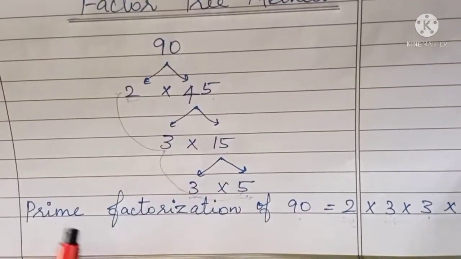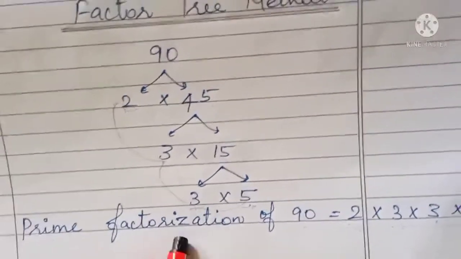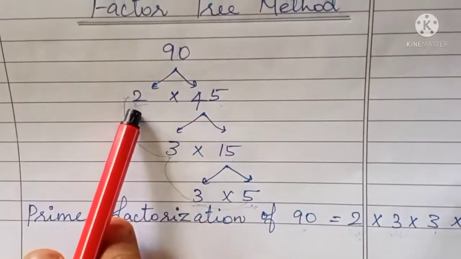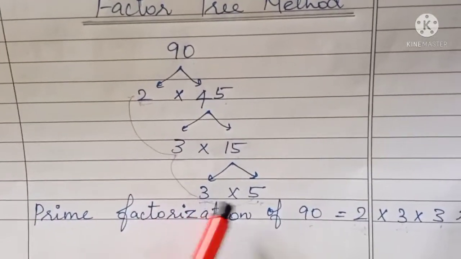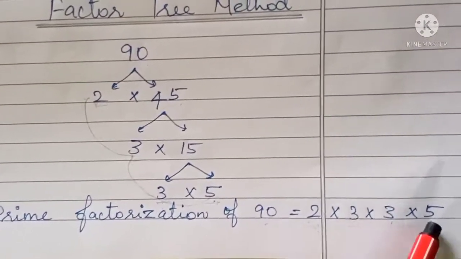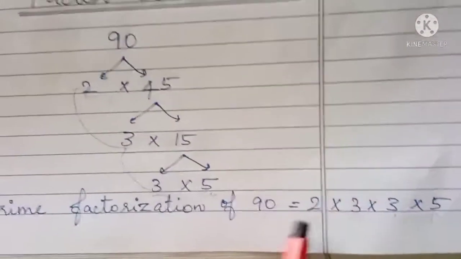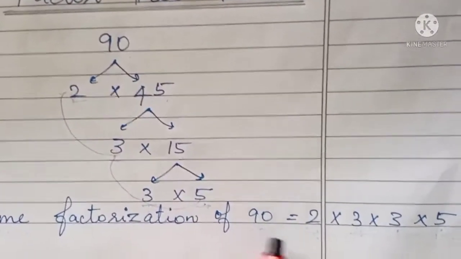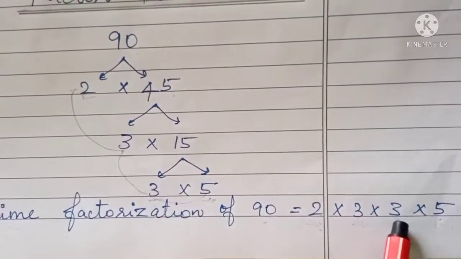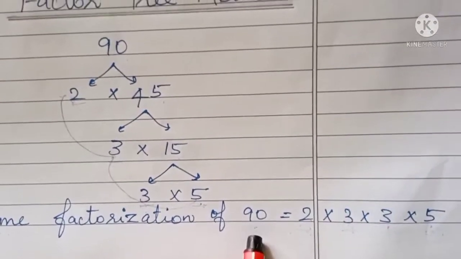At last you have to write the prime factorization of 90. What are those numbers? Here, 2, 3 and 5. So 2 into 3 into 3 into 5. You just multiply and see, you will get the answer 90. 2 3s are 6, 6 3s are 18, 18 5s are 90.